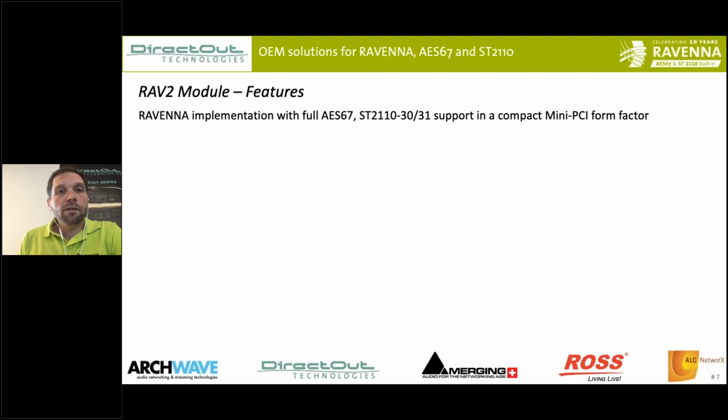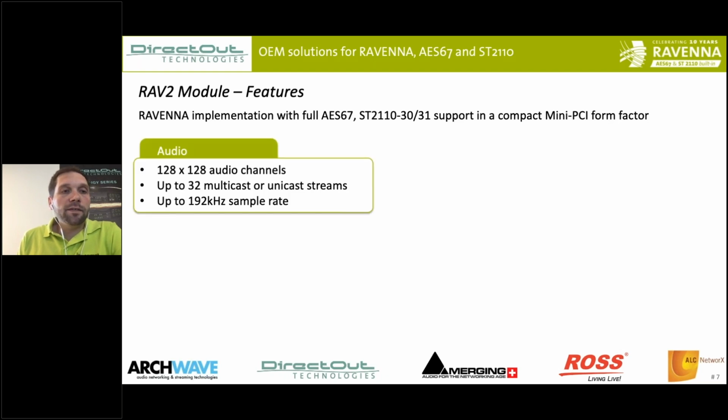The features contain, of course, the complete Ravenna implementation, as we have it available for Merging or for our devices as well, including AES67, including 2110-30-31. And audio-wise, it provides 128 IO channels that can be put together in up to 32 multicast or unicast streams with sample rates up to 192 kilohertz.